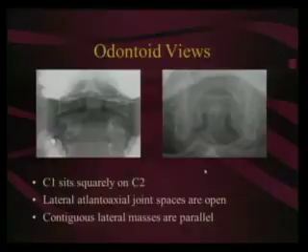Okay, because if it's not, what are you worried about? Upper level? We're looking for fractures of the ring of C1: Jefferson's fractures, burst fractures of C1. This is where we find them. We're looking for fractures of C1 and fractures of C2. C1 sits squarely on C2. The lateral atlantoaxial joint spaces are open and continuous, and the lateral masses are parallel.